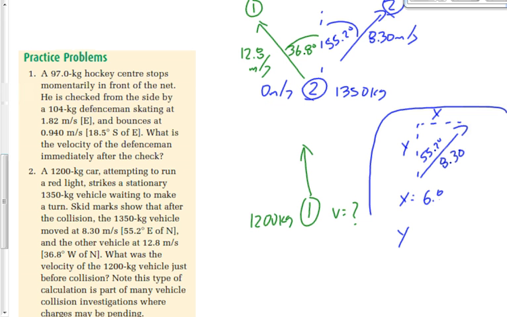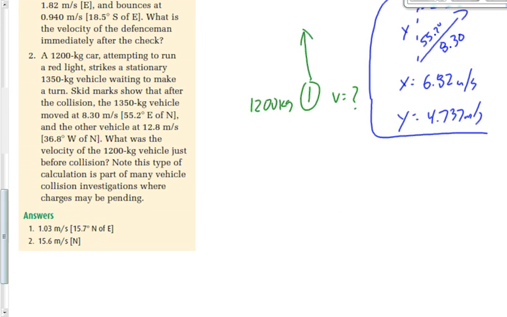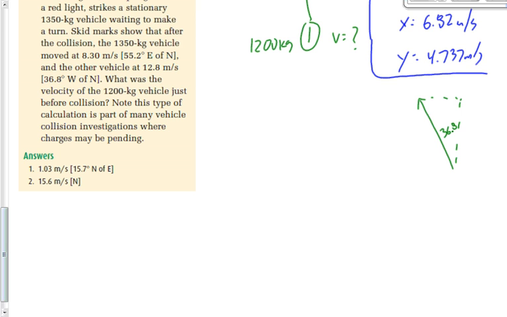6.82 for the x component. Agree with that, guys? Thank you. For the y component over here, 4.737. All right. There's one of them. Now let's do the other one, okay? Because I got 2 funny angles here. The other one is 36.8 degrees this way. And the speed was 12.8 meters per second.